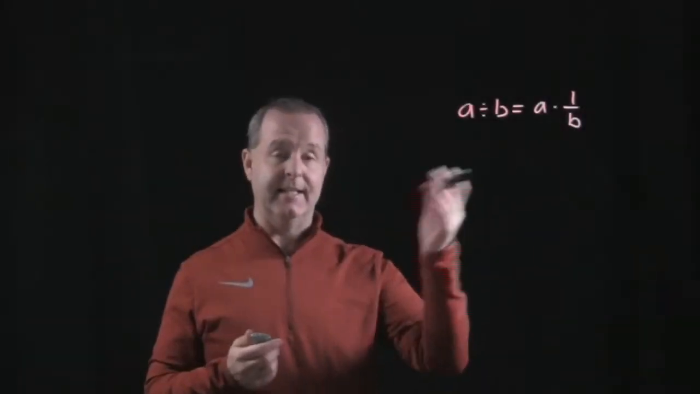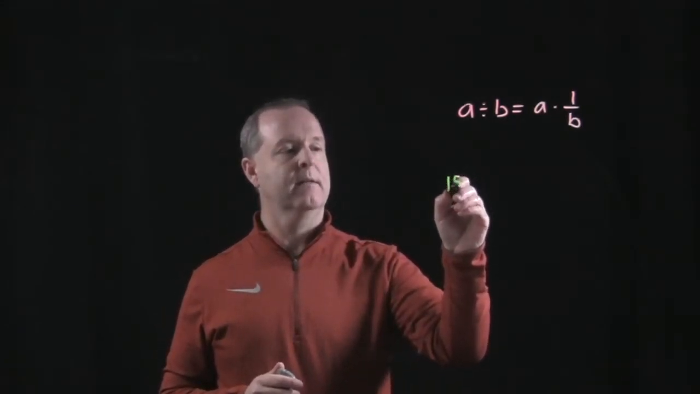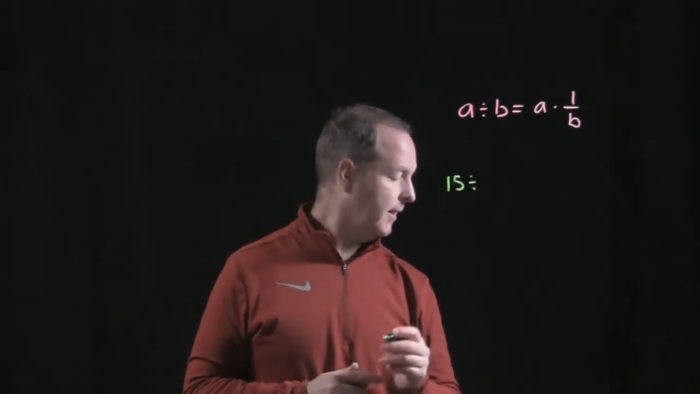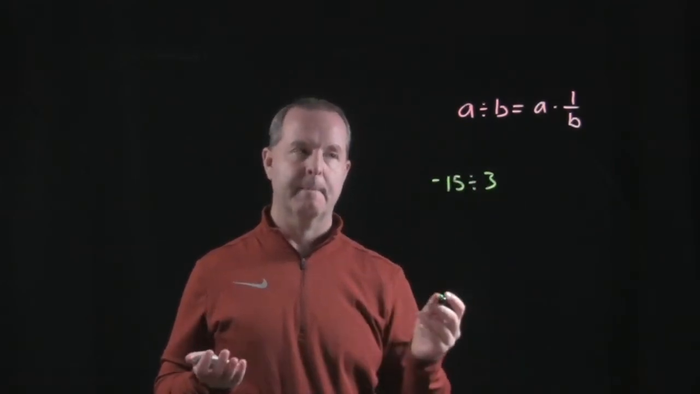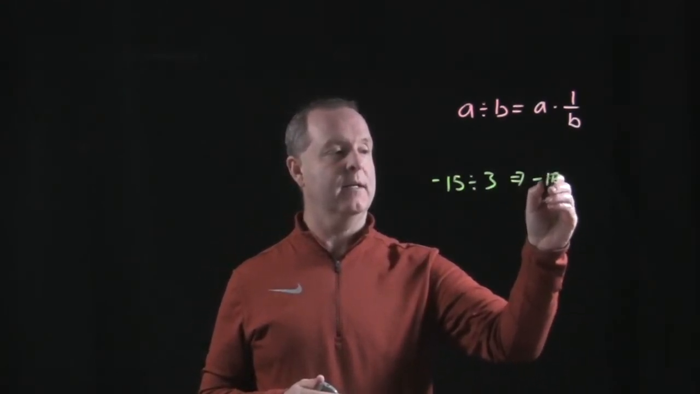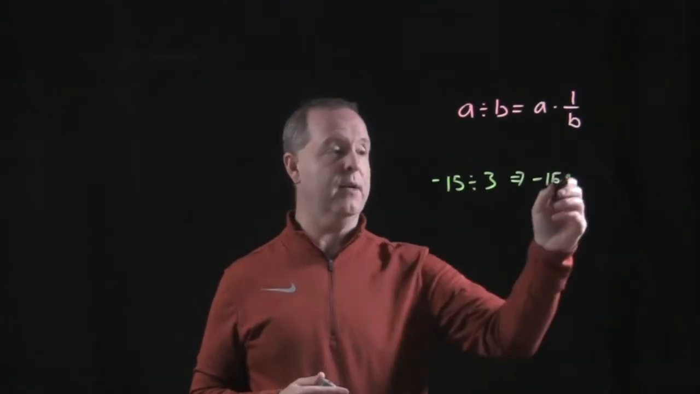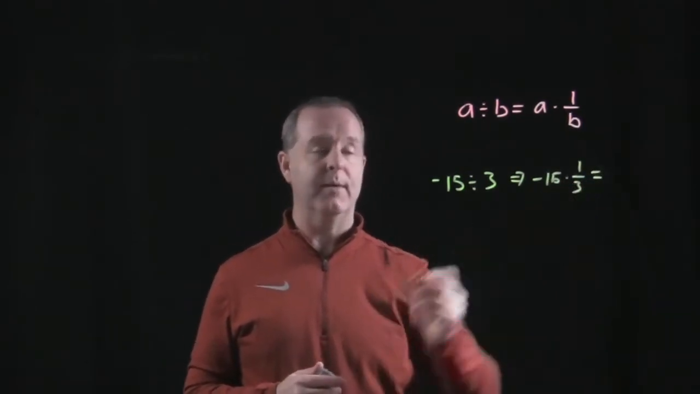So using that definition that we developed, let's imagine that we have negative 15 divided by a 3. We can rewrite that as negative 15 times the inverse of 3, which is a 1/3, and we can produce that result.